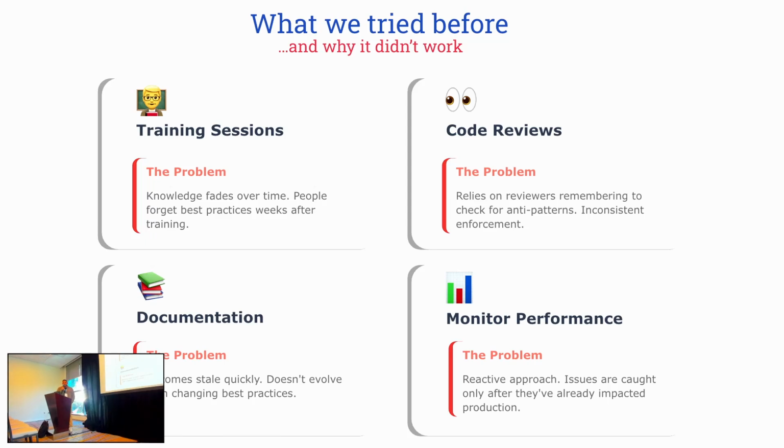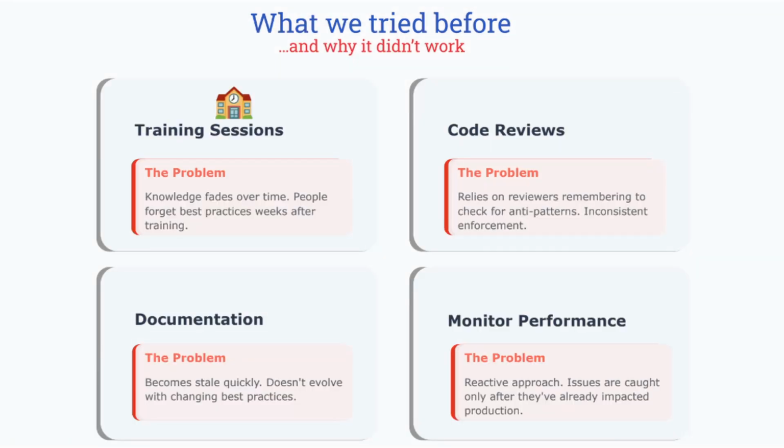So what did we try to fix this issue? We tried training sessions, but as time goes, knowledge fades, and people tend to forget what they went through in training sessions. Code reviews, while they kind of work, can lead to inconsistent enforcement because some people can just forget to review those things. So it was really inconsistent and time consuming. Documentation, of course, everyone knows becomes stale very quickly and no one likes to read it or write it. And monitoring the performance for those sneaky anti-patterns, while it works, is a reactive approach.